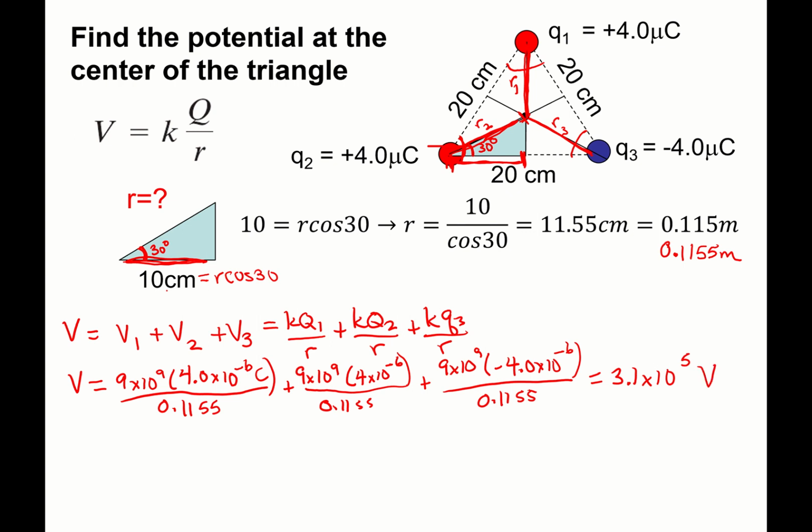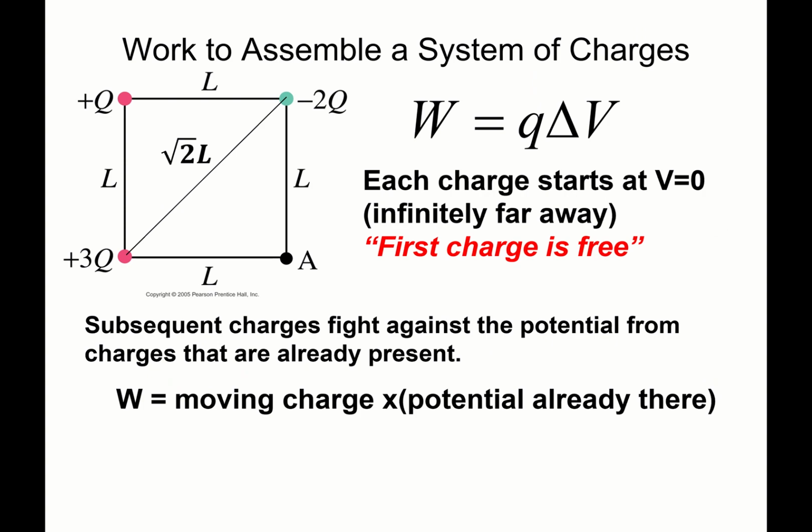Okay. If it hadn't been an equilateral triangle and all the numbers were different for the distances, all I would have had to do was put in the different numbers in the denominator for the distances. Okay, so last thing is to calculate how much work does it take to assemble a system of charges.